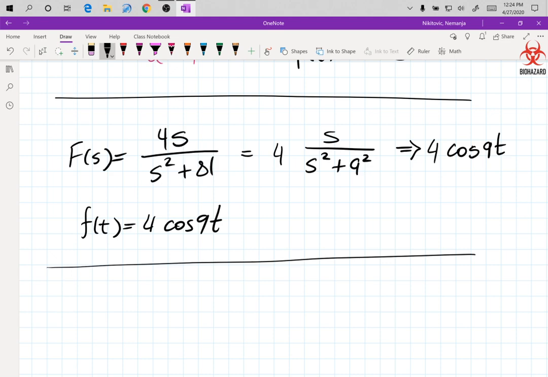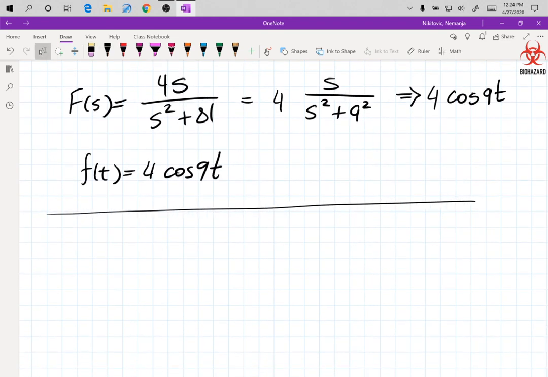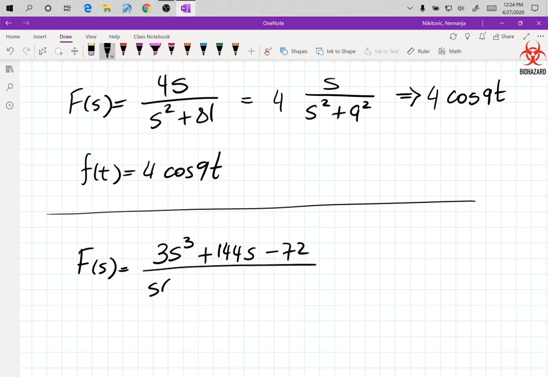Let's open the gates of hell. That's tough on top? Okay. F of s equals 3s cubed plus 144s minus 72 divided by s minus 2 times s squared plus 36.